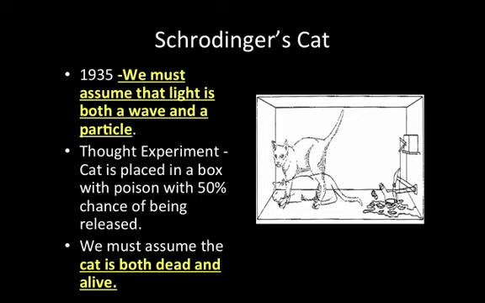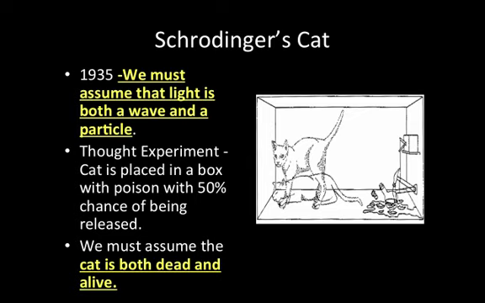The thought experiment is that a cat was placed in a box with poison, and truthfully there was an alpha emitter, and the alpha emitter had a 50% chance of releasing an alpha particle that would cause a vial of poison to break. Now, essentially the cat's placed in a box with poison with 50% chance of being released. You can't look inside of the box. So is the cat alive or is the cat dead? Well, we don't know until we open the box.